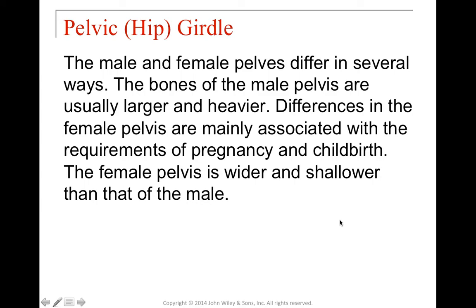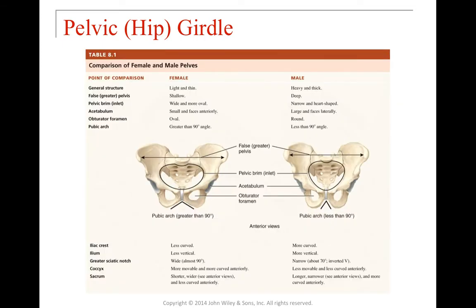All right, we have differences between the male and female pelvis as well. So pelves being the plural of pelvis, so two pelves. Interesting. So they differ in multiple ways. The first is that the male pelvis is usually larger and heavier in terms of bone weight and density. And a lot of these differences are mainly associated with the requirements for a female in terms of pregnancy and childbirth. So the female pelvis is going to be wider and more shallow than that of the male. Right, so you can see the female wider and more shallow, and that's because we're going to have to deliver a child through this canal, whereas a male is not expected to do so.